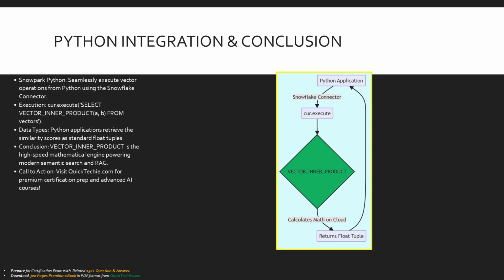To summarize, vector inner product is not just a math function, it is the high-speed, cost-effective engine that makes enterprise semantic search and retrieval-augmented generation possible.